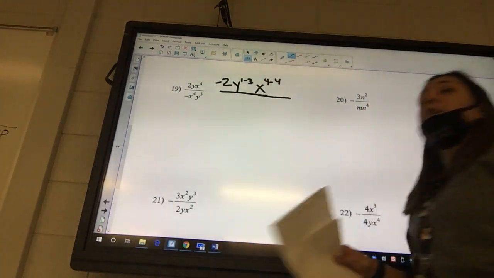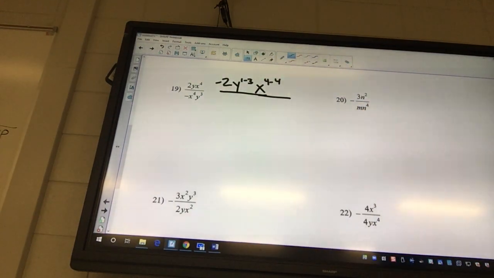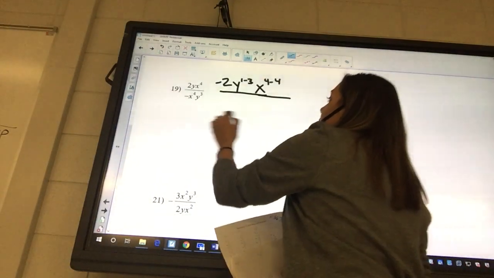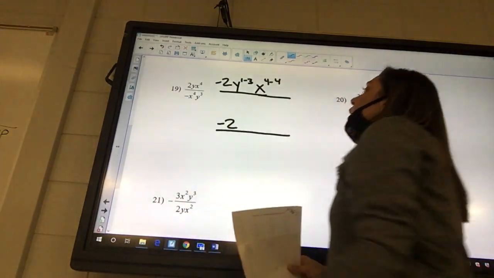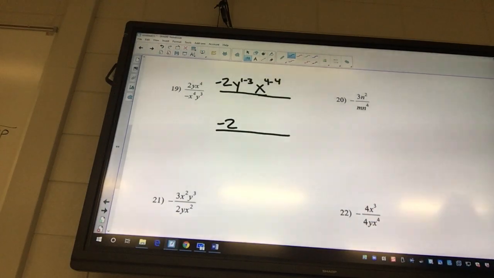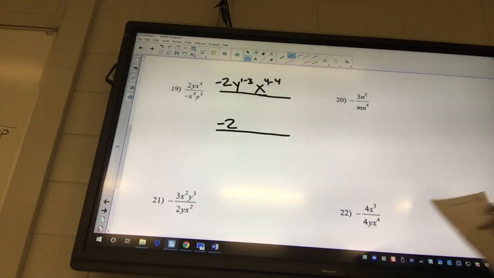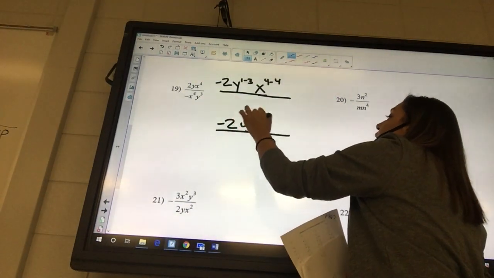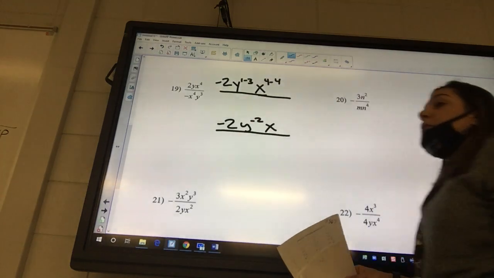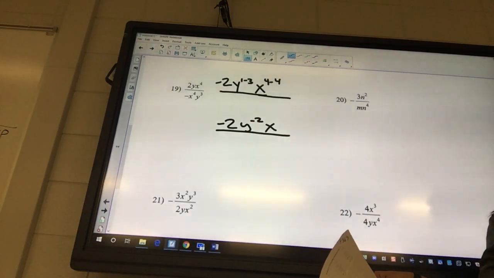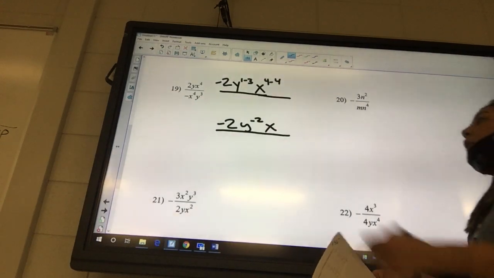Okay, and so now we can start to simplify. Okay, the negative 2 is going to stay where it's at. What is y to the 1 minus 3? Negative 2. So you're going to have y to the negative 2, x to the 4 minus 4.